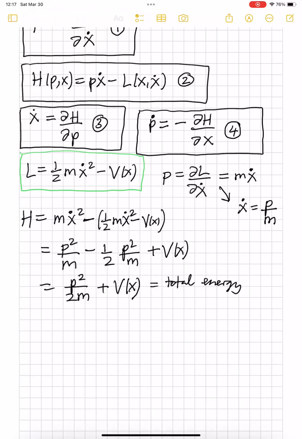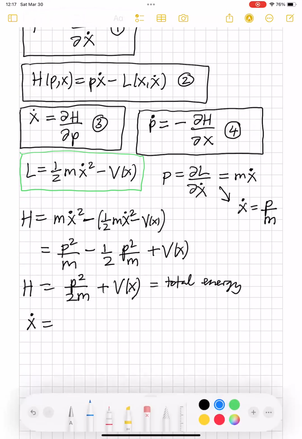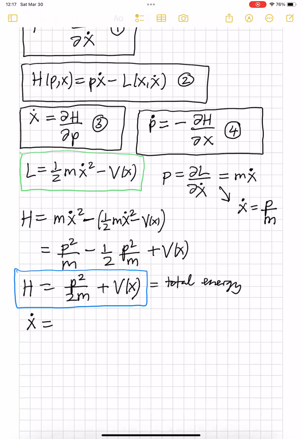From equation 3, x dot should be equal to dH/dp. Well, here's our Hamiltonian sitting over here. Actually, let me box it. This is, I guess, an important equation. There's our Hamiltonian sitting over there. And what we should now do is calculate dH/dp. So only the first term in the Hamiltonian will contribute. And after calculating that derivative, I just get p over m.